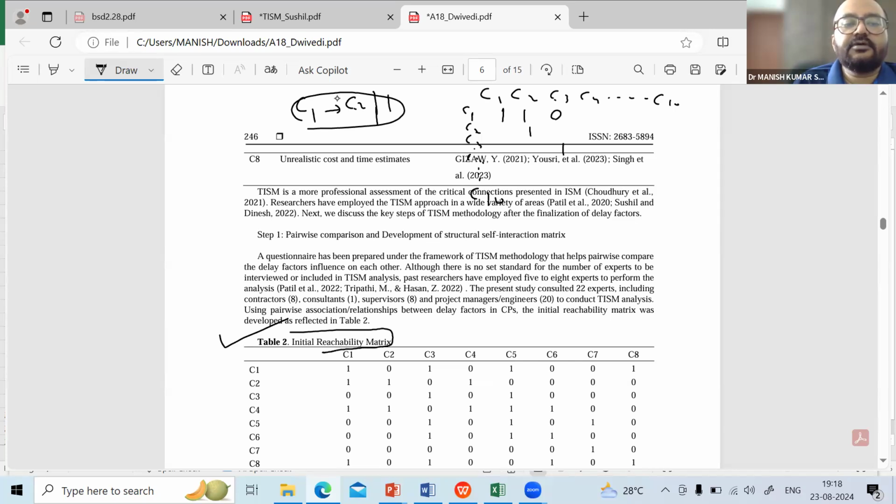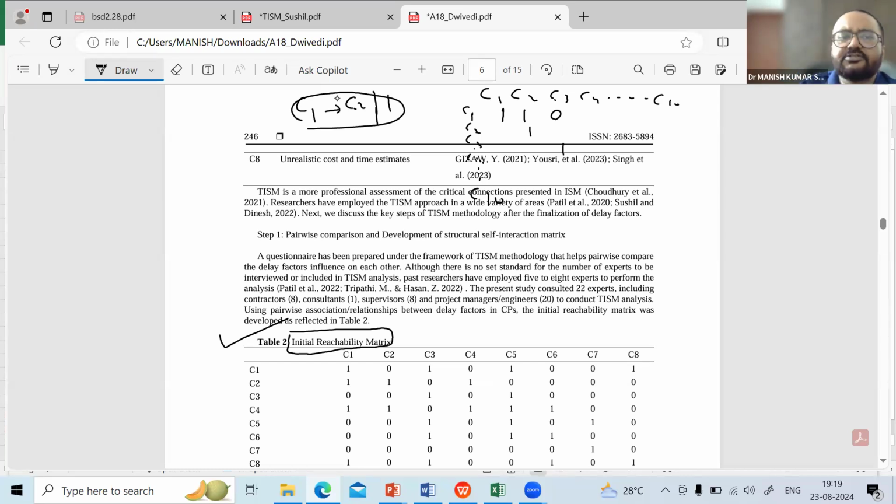What are we doing here now? What is the first stage? We have to create the initial reachability matrix, which is based on the questionnaire that was filled by the respondents. So we are summarizing the questionnaire, in fact. C1 influencing C1, it is 1. C2 influencing C2, it is 1. But C1 influencing C2, or C1 leading to C2, is 0. C1 is not leading to C2.